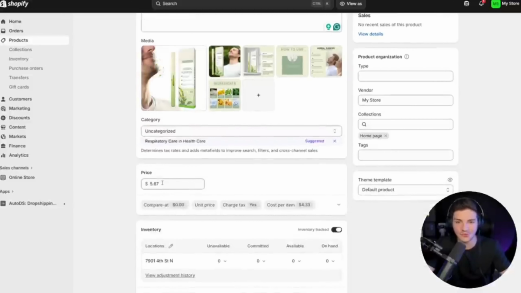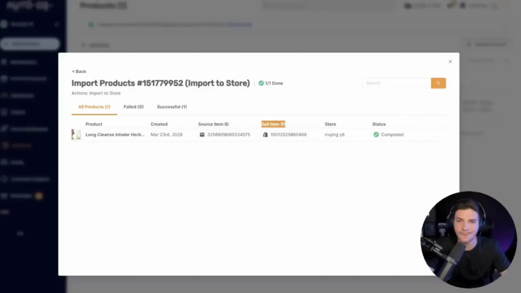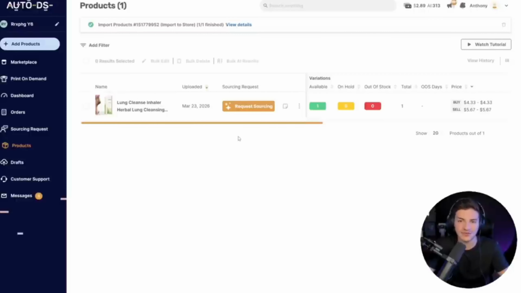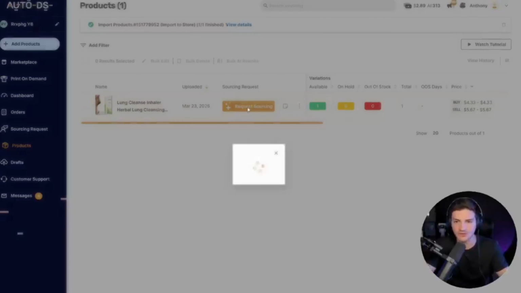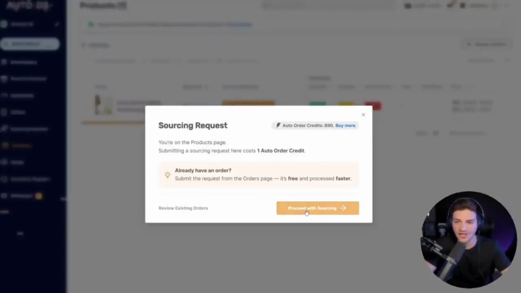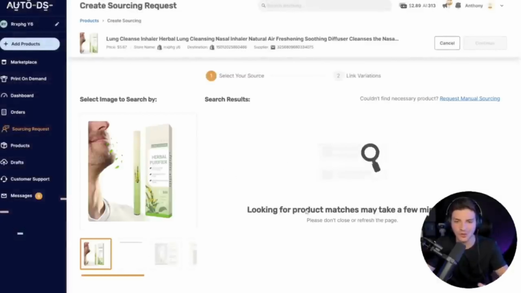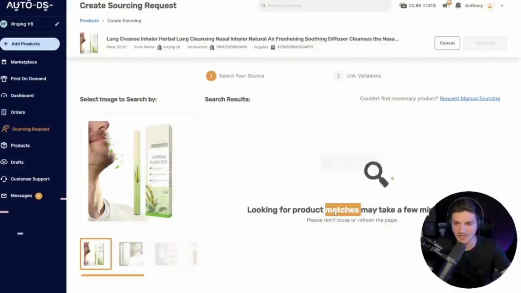Let's next come to the pricing because this is important. When you first import the product into AutoDS, it's going to use the price from AliExpress. So you want to click this big sourcing request button here, and we can have AutoDS then take over the product sourcing and get us a new quote for the product. So just give this like 10, 20 seconds.